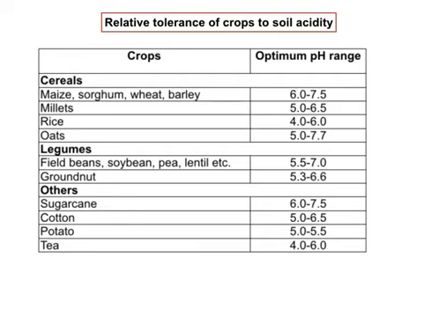Then legumes like beans, soybean, pea, lentil. This is the biggest range, 5.5 to 7, and groundnut 5.3 to 6.6. Then other crops like sugarcane, cotton, potato, tea. Tea is very low, 4 to 6. These are the pH ranges in which we can grow our crops.